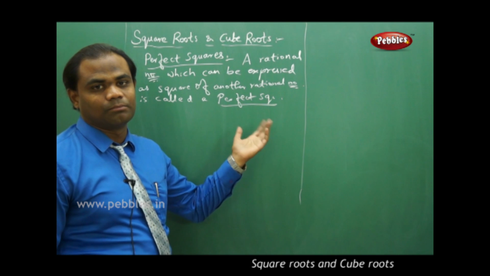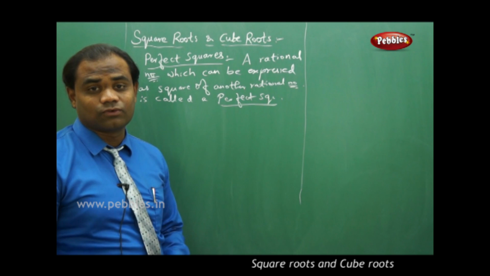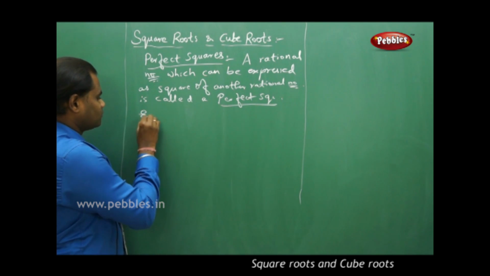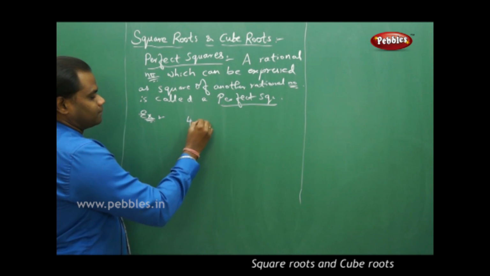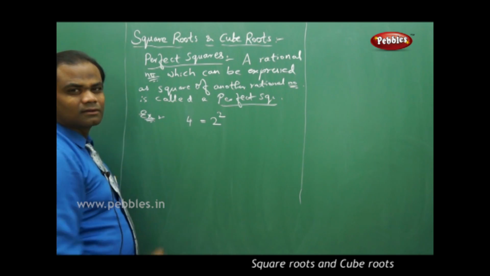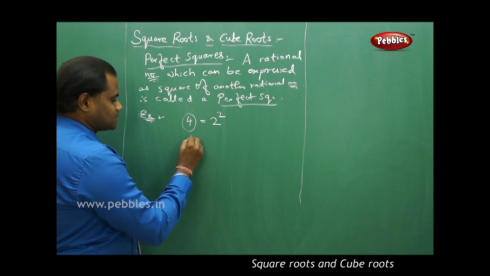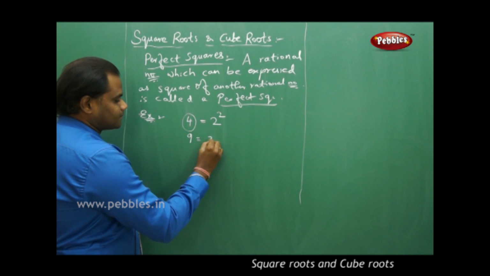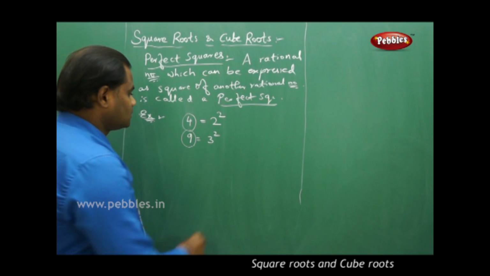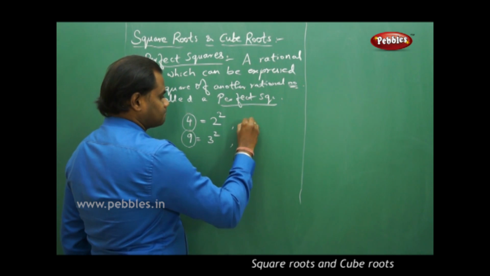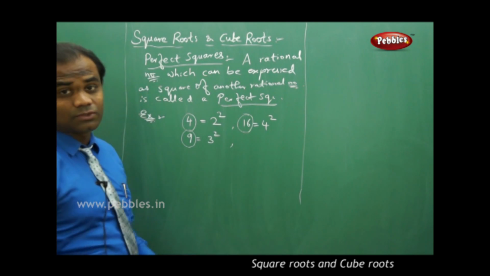So let's see with an example what numbers form perfect squares, and what numbers do not form perfect squares. For example, I have 4. I can write this as 2 square. So 4 is a perfect square. Next, 9. I can write it as 3 square. So 9 is a perfect square. I have 16. I can write this as 4 square. So 16 is a perfect square.